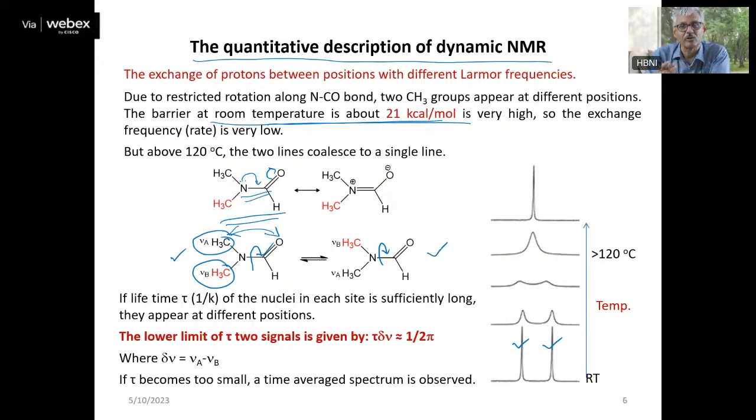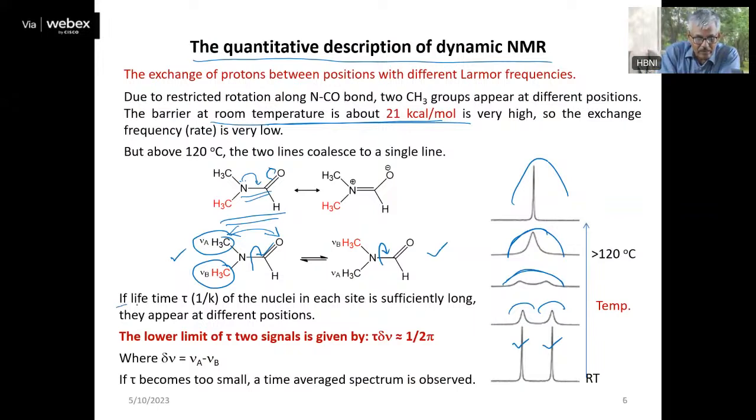Now if you increase the temperature, you are increasing the rate of interconversion. Initially you see a change in the broadening of the peak, then they finally broaden very much, and you see a broad single peak. Then finally at very high temperature, greater than 120 degrees, you again get a single peak. Now both are still there, but they are exchanging very fast. The rate is very fast.